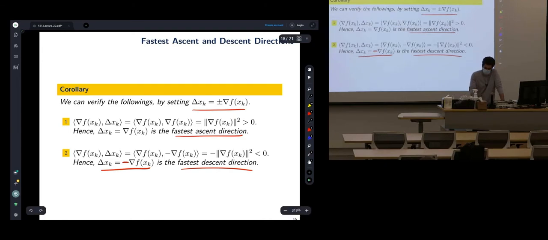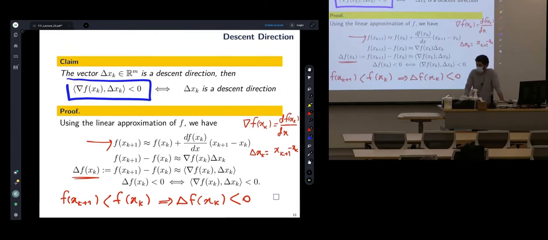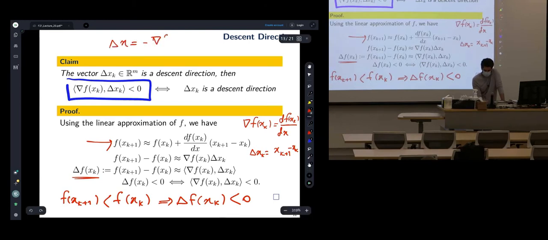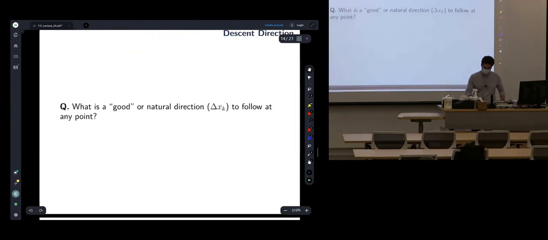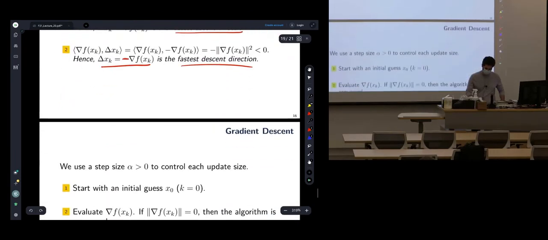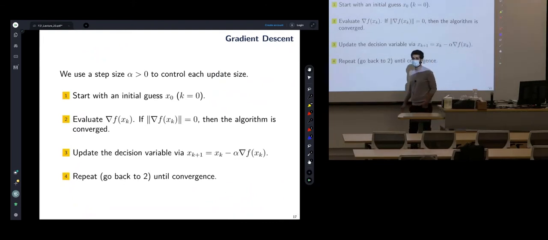You remember our claim that we proved: the descent direction is a direction where the dot product of the gradient with that is negative. So if delta x is the negative of the gradient, this condition is always satisfied. It's always negative, so it's always a descent direction, and we know it's the fastest descent direction. That makes it a natural choice for the search direction, and that leads to the very celebrated algorithm called gradient descent.